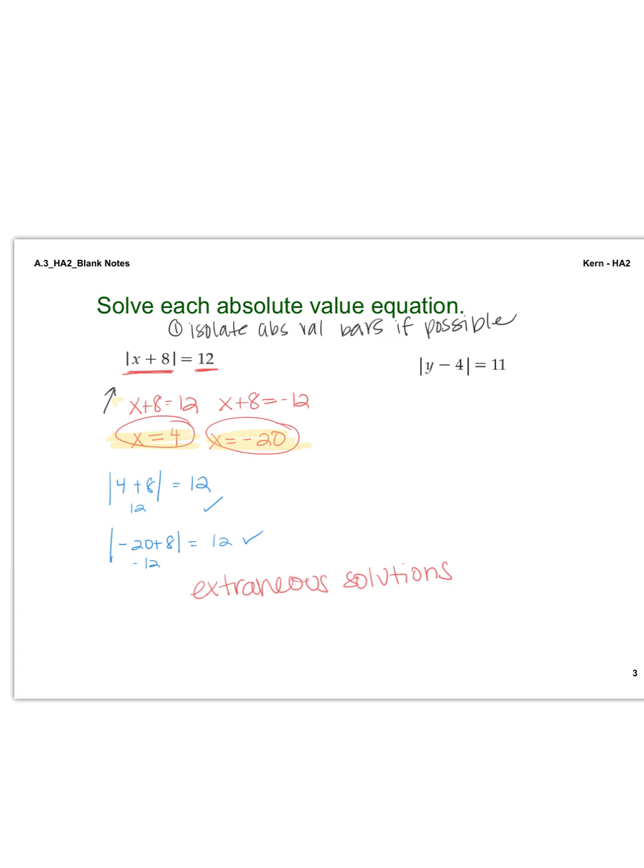So go ahead and try this next one. The absolute value bars are isolated. So we drop the bars and set up a second equation. Add 4 to both sides. What's that? Negative 7. Okay, check for extraneous solutions. The absolute value of 15 minus 4 needs to equal 11. It does. The absolute value of negative 7 minus 4 needs to equal 11, and it does. So both of these are answers.